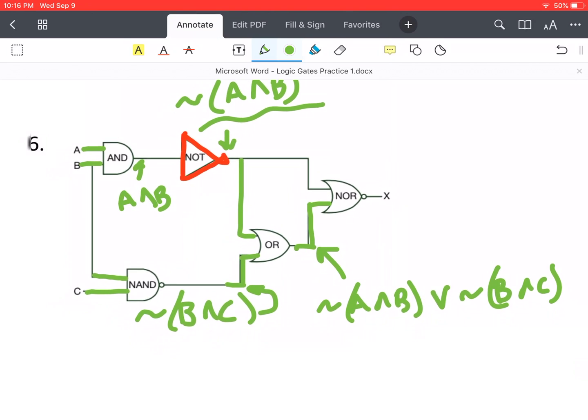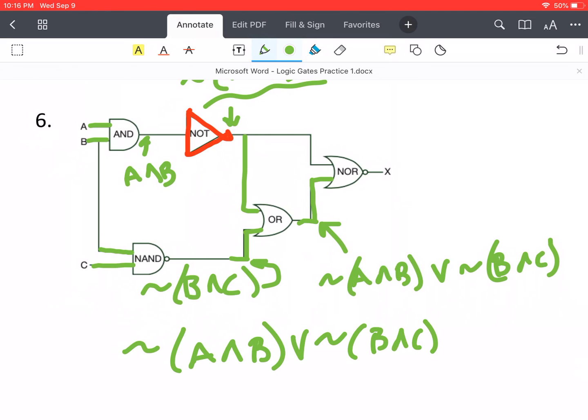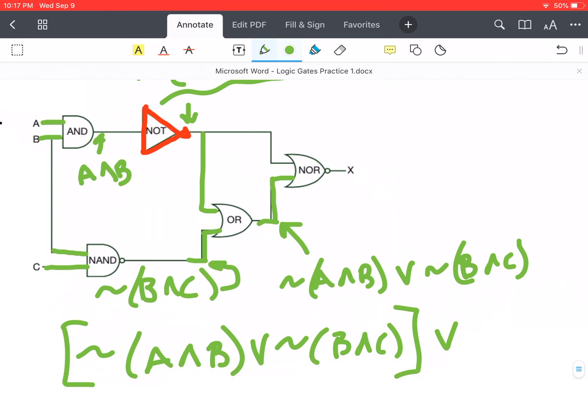So my final output X is going to take those two inputs, tilde A and B, or tilde B and C. It's going to put an OR operator between this statement and my other input, which was tilde A and B. And then finally it's going to take that whole expression and negate the whole thing.